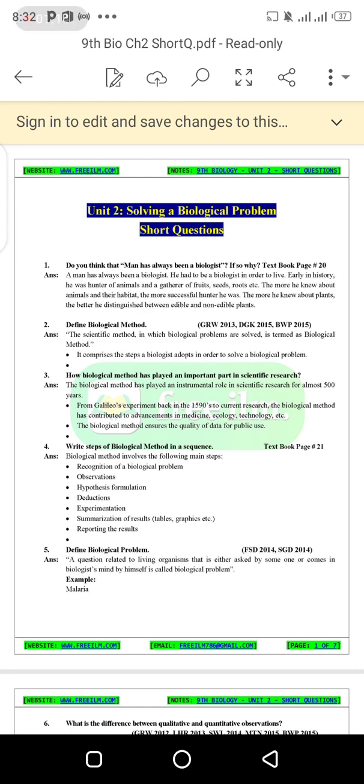The biological method has played an instrumental role in scientific research for almost 500 years. From Galileo's experiments back in the 1590s to current research, the biological method has contributed to advances in medicine, ecology, technology, etc. The biological method ensures the quality of the data for public use.